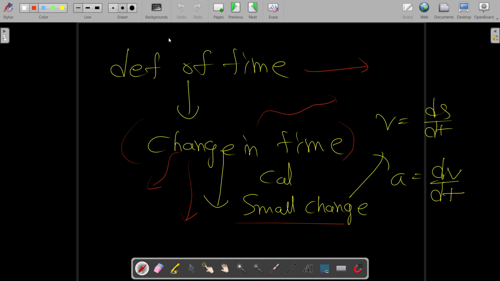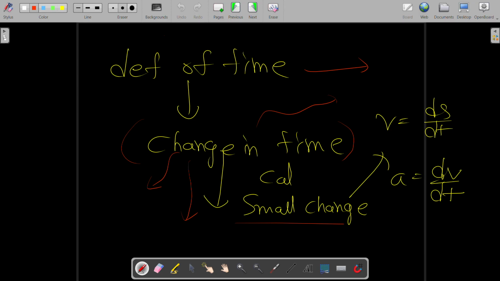Next, the definition of time. Can you tell me the definition of time? Whenever you try to construct a definition of time, you will find that you have to use the words change in time. You cannot derive a definition of time without saying the change in time. So actually there is no proper definition of time, or rather there is actually the definition of change in time.